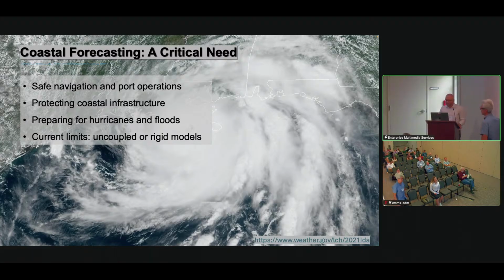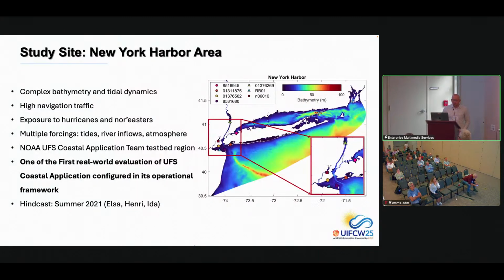Accurate coastal forecasts are critical for safe navigation, infrastructure, and hazard preparedness, but many operational systems rely on uncoupled or rigidly paired models, which limit accuracy. Our work addresses this gap by testing NOAA's flexible UFS coastal framework in a real-world case at New York Harbor. New York Harbor is both a challenging and well-observed system, making it an ideal case study. It has complex bathymetry, high navigation traffic, and is exposed to hurricanes.